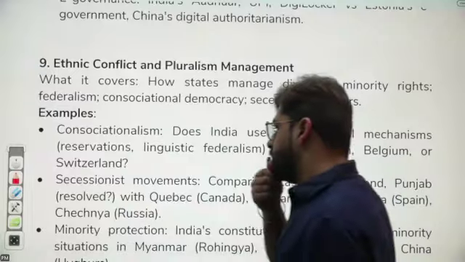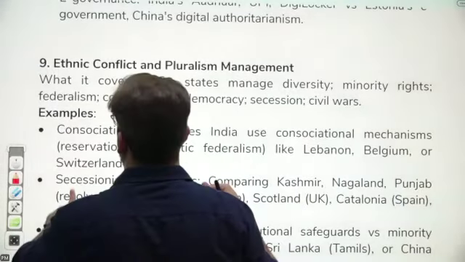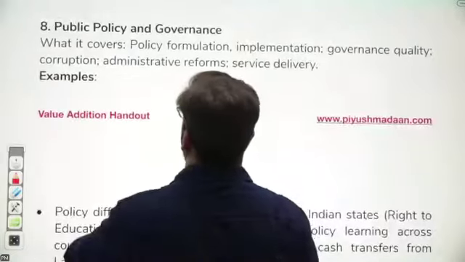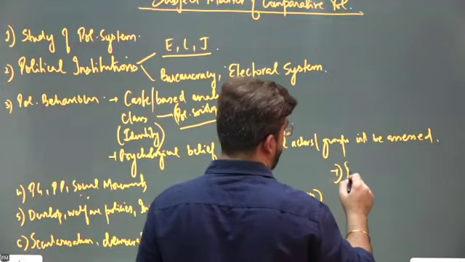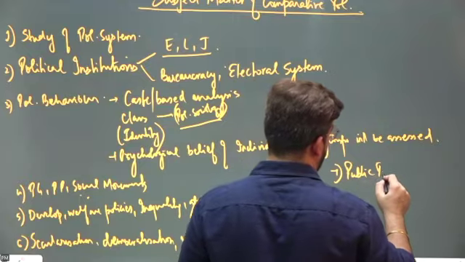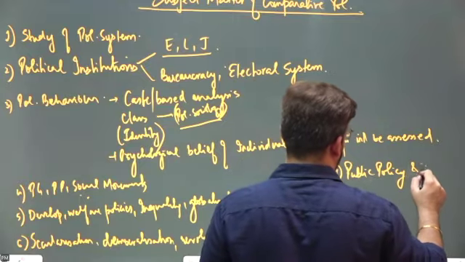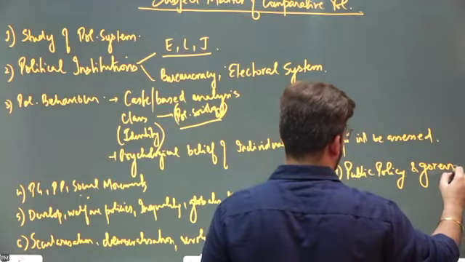Modern comparative politics, here after this you should also write public policy and governance. So public policy and governance, this is another area of study.